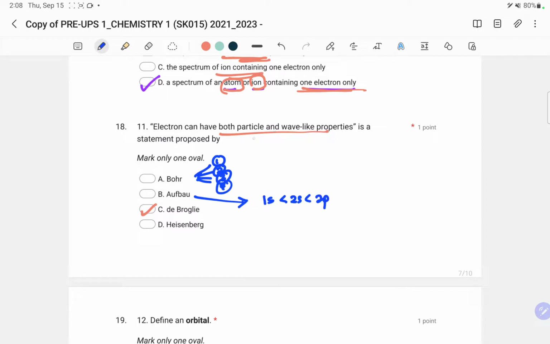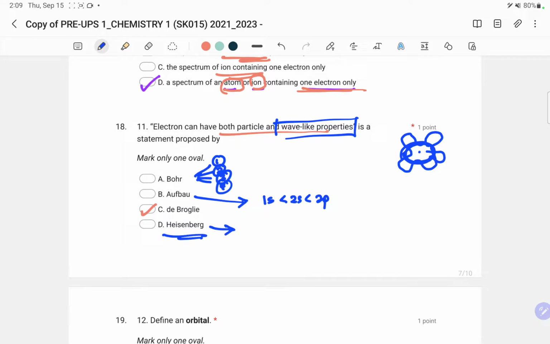De Broglie, dia memang cerita pasal wave particle. Ingat tak dulu saya cerita? Kalau ikut Bohr postulate, dia kata electron move in a circular orbit. Tapi sebenarnya tak betul. Dia dibetulkan oleh De Broglie. So sebenarnya dia ada wave. Ha, ini yang De Broglie katalah. Dia ada wave properties.